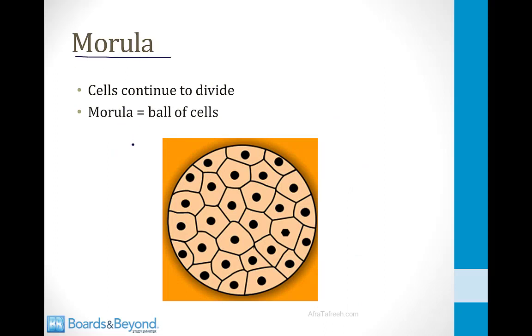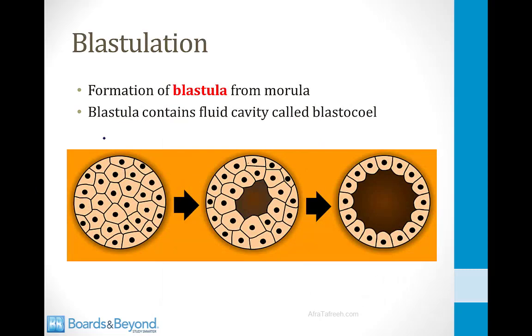After the 2-cell stage, the developing embryo continues to undergo cellular division, and it forms a structure called a morula. A morula means ball of cells, and this is what we call the embryo when it's in the stage where it's just a clump of cells stuck together. After morulation, the next step in development is called blastulation. This step involves formation of a structure called a blastula from the morula.